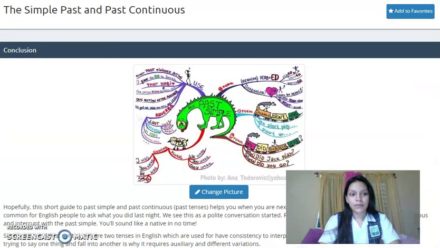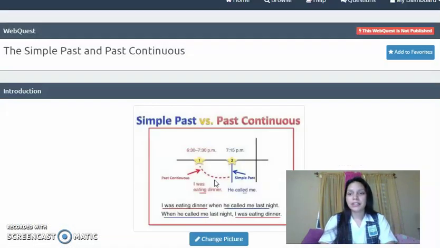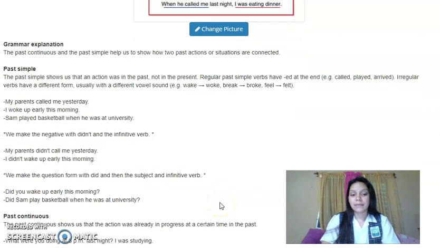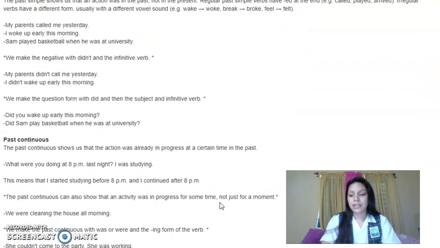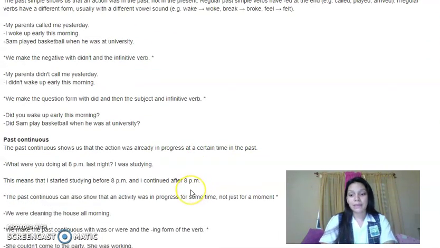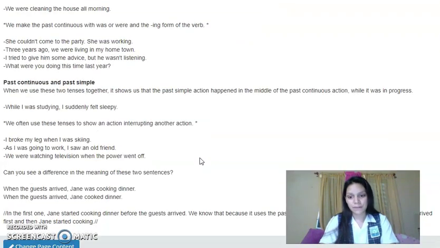And to review the simple past and the past continuous, don't forget that they are different. Simple past was an action in the past, and past continuous was an action in the past, but in progress at a certain time in the past. And we use the auxiliary verb did in the simple past, and in the past continuous we use was and were and the verb in ing.